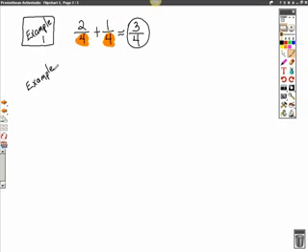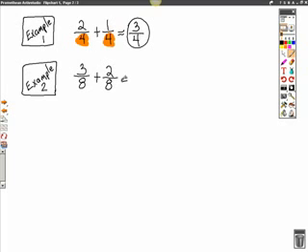Example number 2. Three over 8 plus 2 over 8. Once again, we want to take and look at our denominators, and we've determined that they are indeed alike. Both are 8. So we know automatically that we can take and move that denominator 8 straight across.